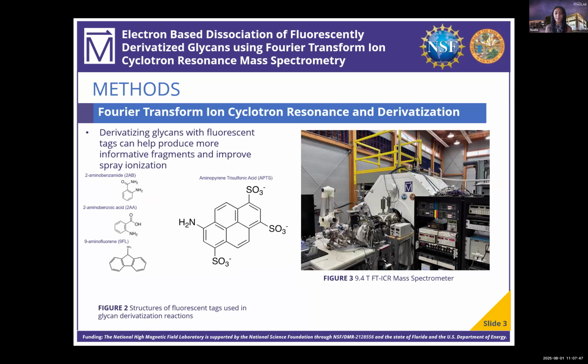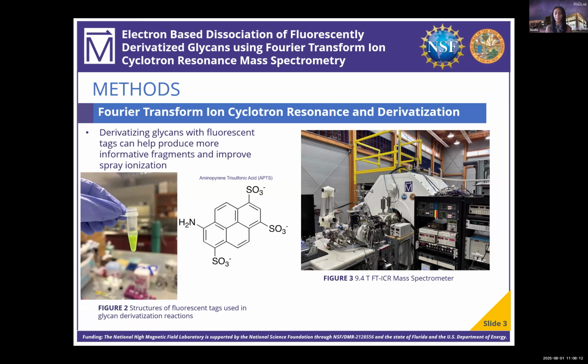So to enhance these fragmentations, we use fluorescent tags. We had 2-aminobenzamide or 2AB, 2-aminobenzoic acid or 2AA, 9-aminofluorene or 9FL, and aminopyrene trisulfonic acid or APTS. These are referred to as fluorescent tags because of these aromatic six-carbon ring structures you see throughout them. These give them fluorescent properties, and especially in the case of APTS, it was visibly a bright fluorescent green. On the right, this is the 9.4 Tesla FTICR mass spectrometer we use for all of our analysis.